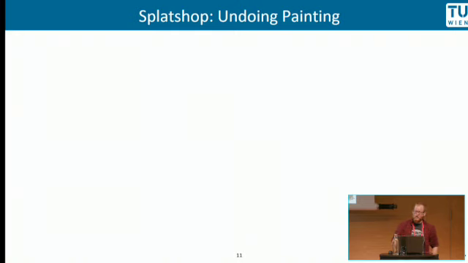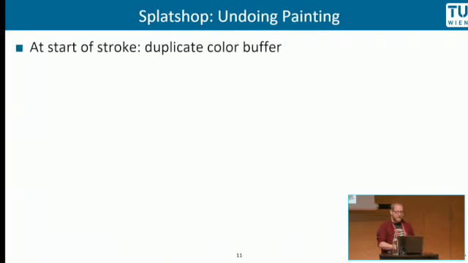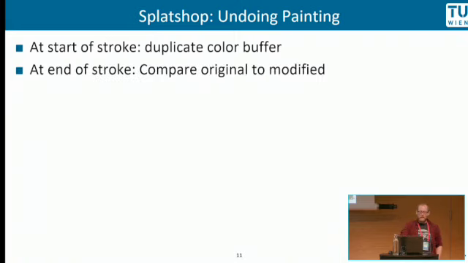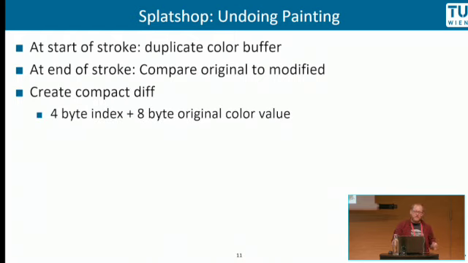Let's take a closer look at undoing and its performance. When we paint something and start a paint stroke by pressing the left mouse button or the trigger button on the controller, we first duplicate the color buffer. Then we do the painting, and at the end of the stroke, when we release the mouse button, we compare the original value and the changed value. From that, we create a compact diff that only contains the index of the modified splats and the original color values, so we can store this information with relatively little memory if we just paint a small part of the entire scene.